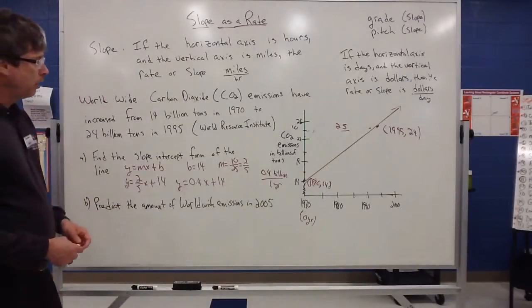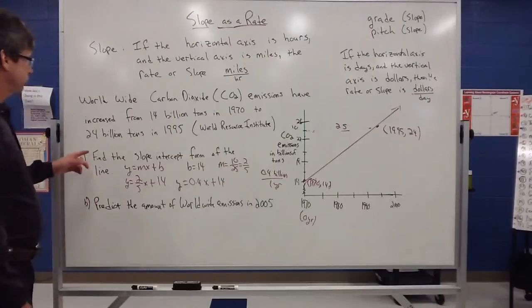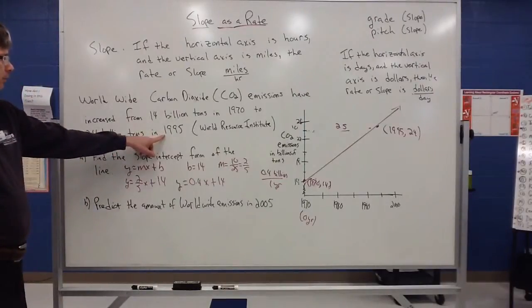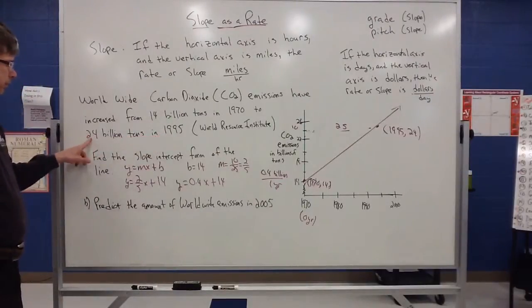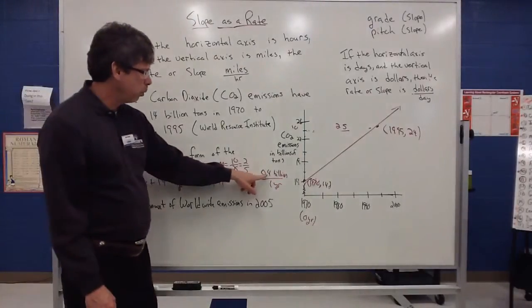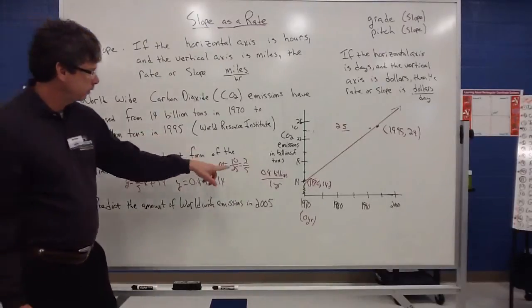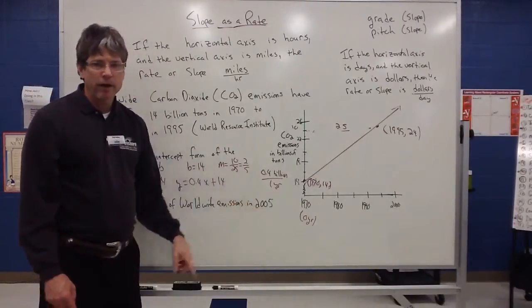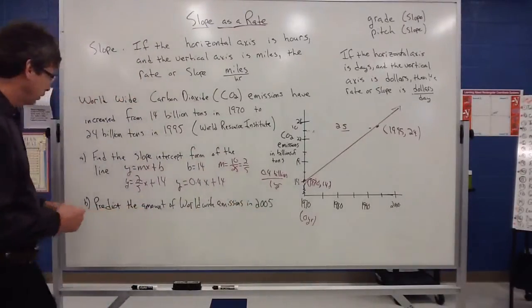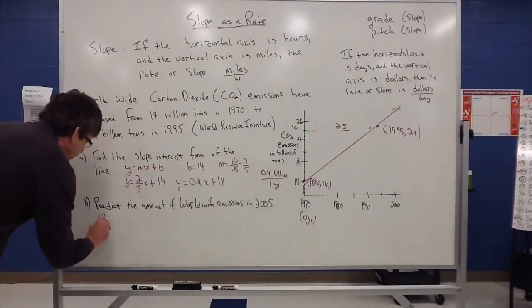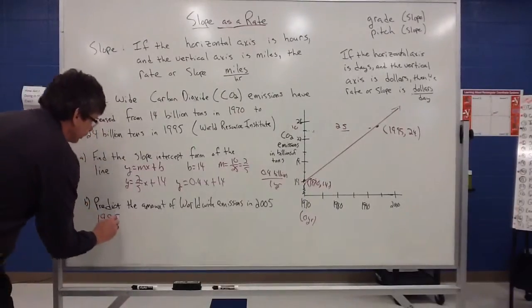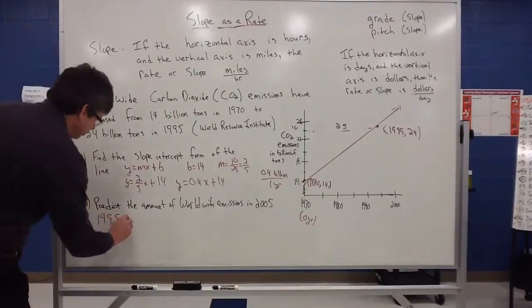Well, right now we know that in 1995 it's at 24 billion. And what we're picking up on is it's increasing by 0.4 billion per year. So from 1995 to 2005, that would be 10 more years. So in 1995, we know that there was 24 billion.